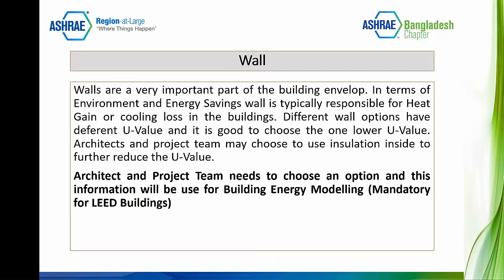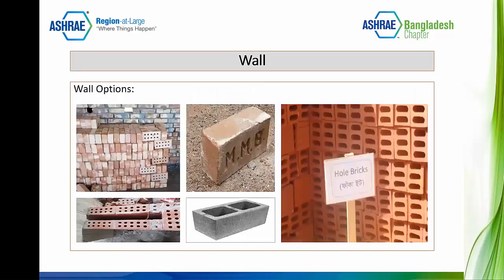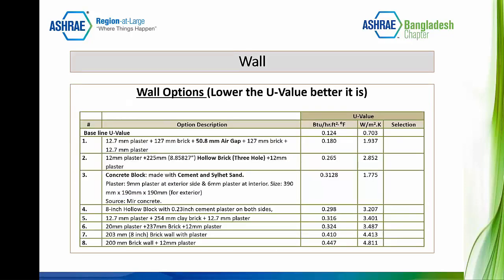Let's talk about wall. Okay. See, these are the items that we use in our wall: ceramic brick, tin hall, clay brick, cavity wall with ceramic brick, cement block, and three-hole hollow brick. Okay. Now, this is the U-value of the wall. You will find that number two, the hollow brick, U-value is 0.265, okay? Which is very, very easy to do. Of course, the first one is better, which is the cavity wall.